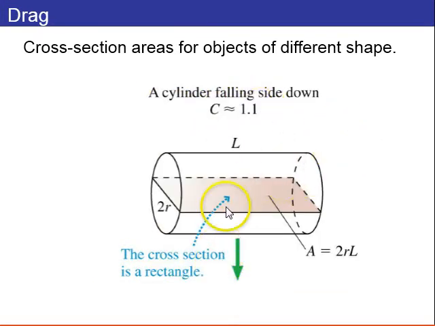A cylinder, if it's falling side down, has a drag coefficient of about 1.1. And here the cross-section area, perpendicular to the velocity, is now that of a rectangle. I guess 2r would be this side, and L, the length of the cylinder, would be the other side. So 2rL would be the cross-section area.